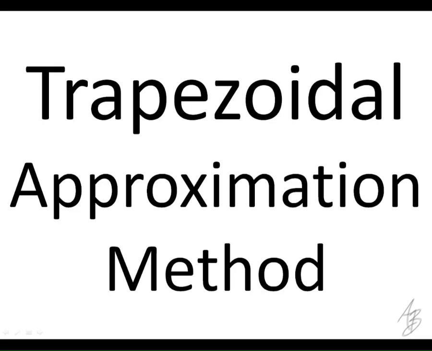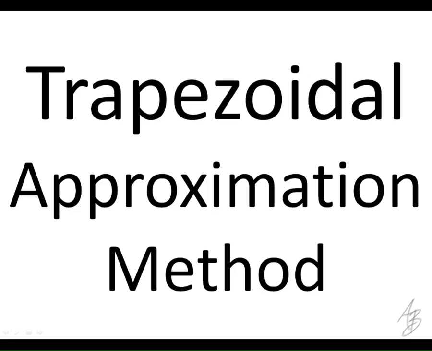In this video we're going to revisit the idea of approximating a definite integral by using an approximation method. In the first section of the chapter, we looked at the right rectangular approximation method and the left rectangular approximation method. In those two we were using rectangles to approximate an area under a curve, and what we're going to use here is a trapezoid to approximate the area.